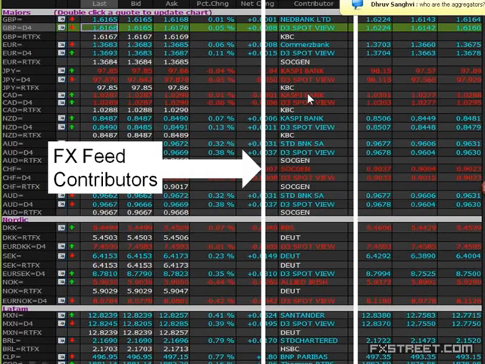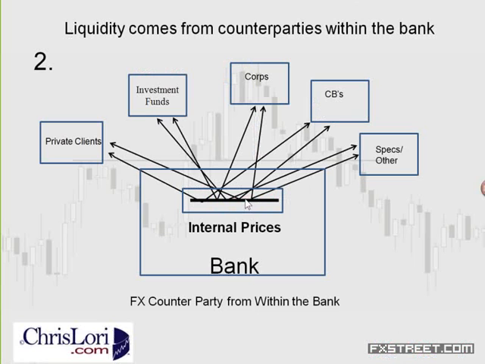So if you are an entity where you have an arrangement with just one bank, then the way it will work is that you will contact the bank electronically or by phone, and you will place your transaction.